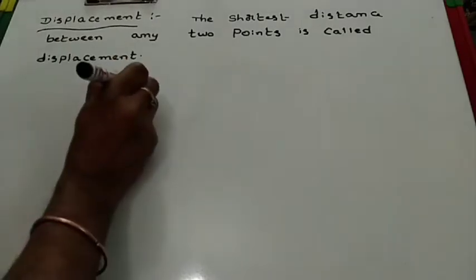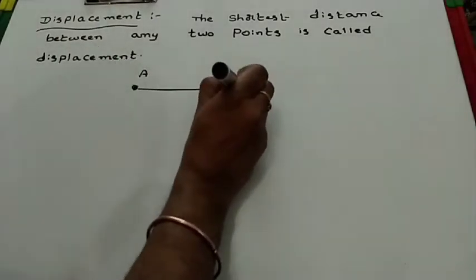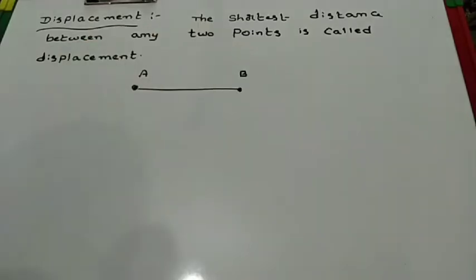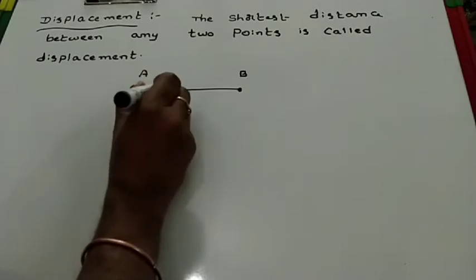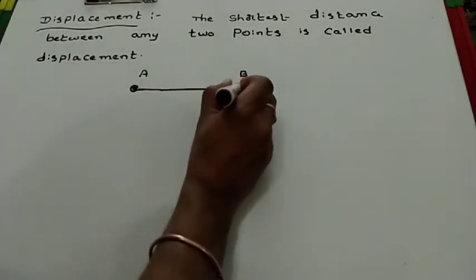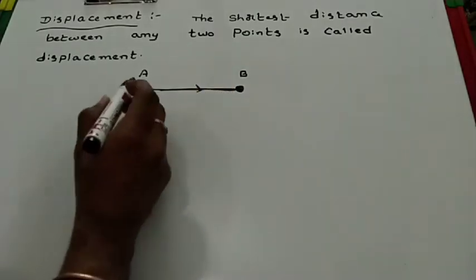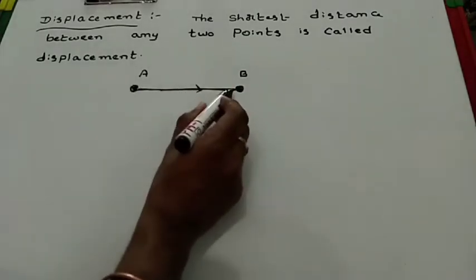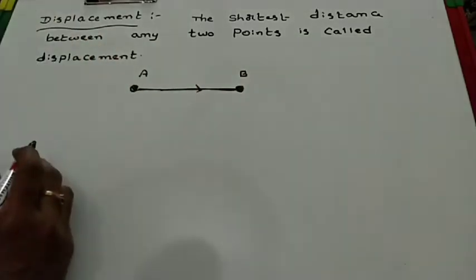Now take this as point A and this as point B. A body is traveling from A to B. This is the shortest path, from A to B. Therefore, the shortest distance between two points is called displacement.